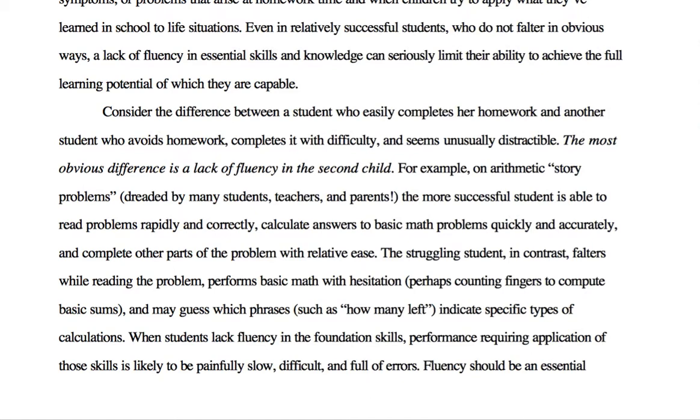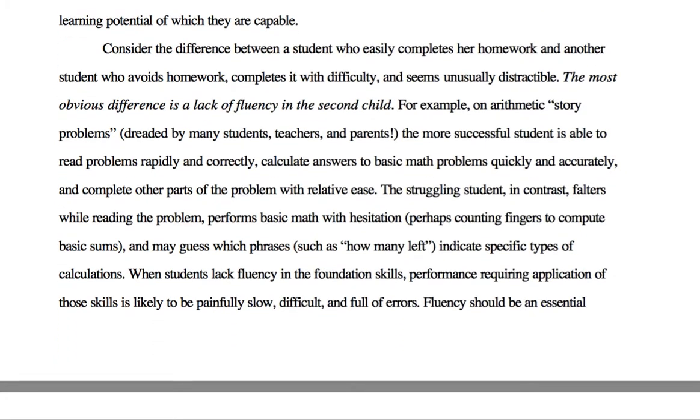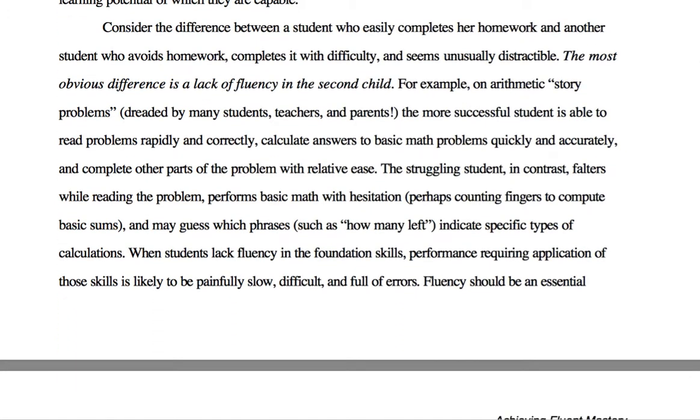And this is why in the works that I have published, there is material that begins before they start school, like kindergarten up, but then I also have materials that go far beyond that. Pressing on. Consider the difference between a student who easily completes her homework and another student who avoids homework, completes it with difficulty, and seems unusually distractible. The most obvious difference is a lack of fluency in the second child.